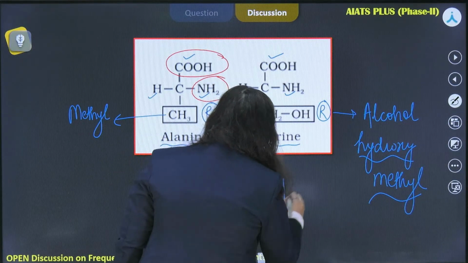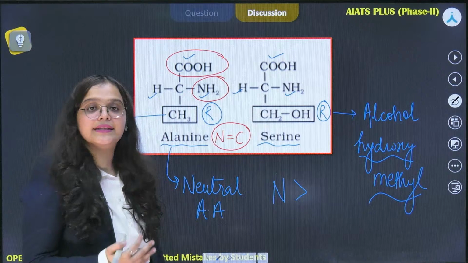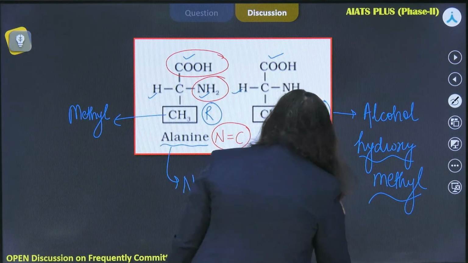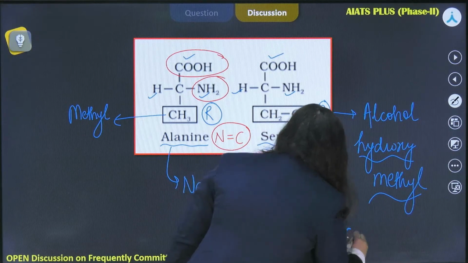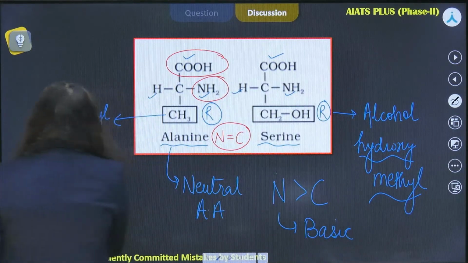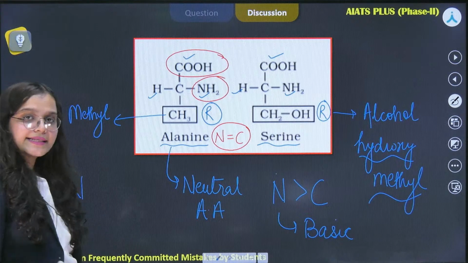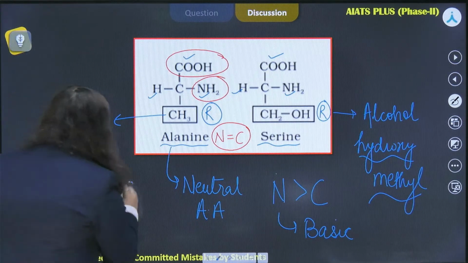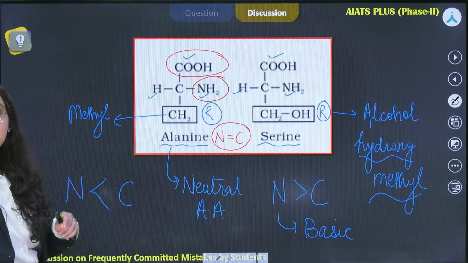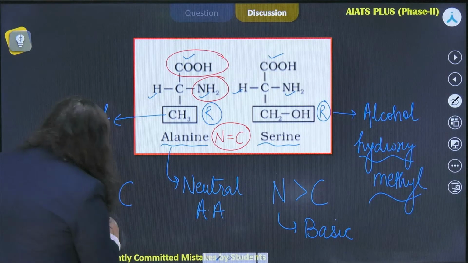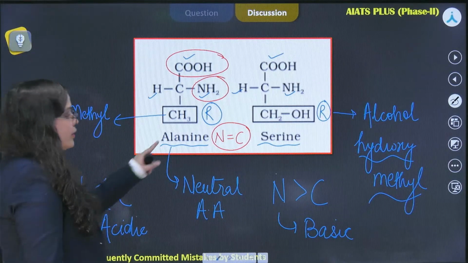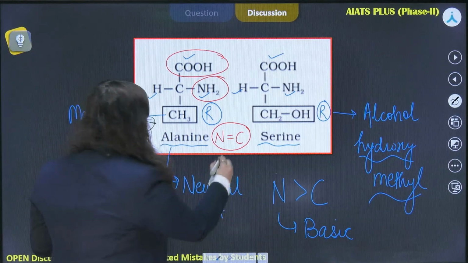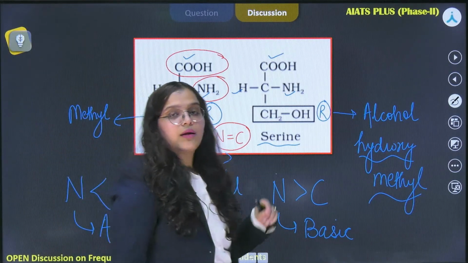All right. अगर हमारा amine group is more in number as compared to the carboxyl group, then it is said to be a basic amino acid. Whereas if the amine group is less in number as compared to the carboxyl group, then it is said to be an acidic amino acid. And equal वाला case तो हमने देख ही लिया. If it is equal, then it is a neutral amino acid.